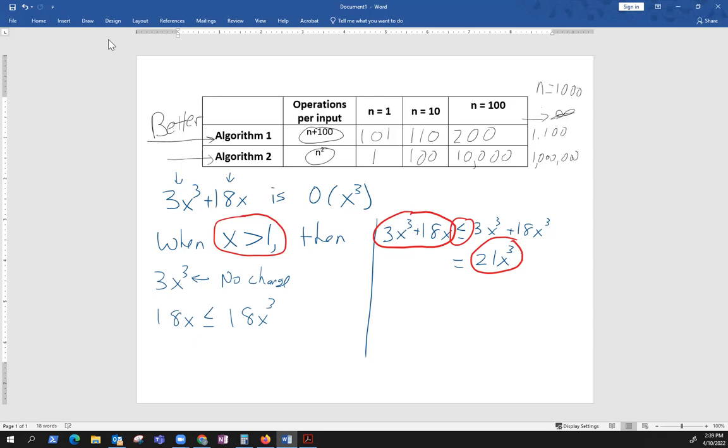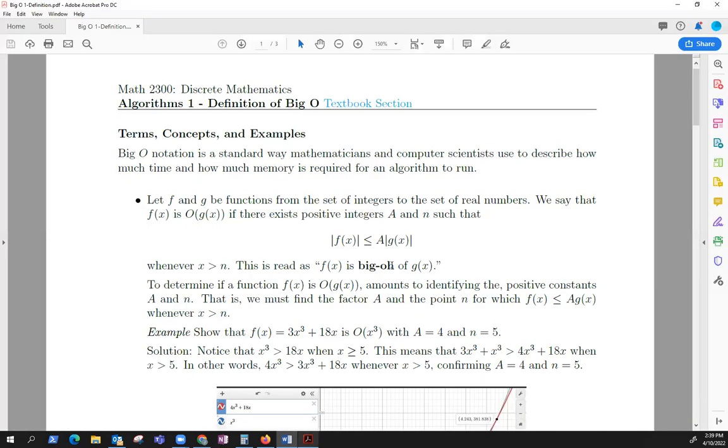I said if x is bigger than 1, which tells me that n is equal to 1, I get that 3x cubed plus 18x is less than or equal to 21x cubed, which says that my a is equal to 21. And this is all that we need to say that something is big O, because look at the definition again. I just have to find an a and an n that makes this true. And that's exactly what I did.